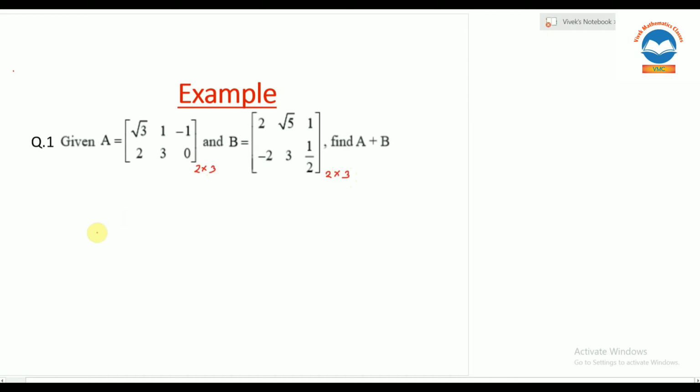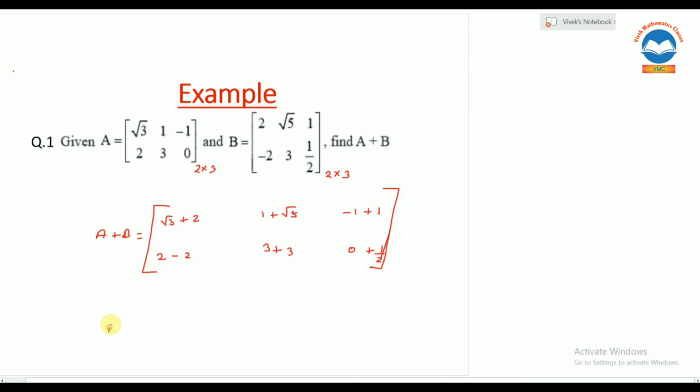So A plus B, we have to add corresponding elements to find A plus B. It means this root 3 you have to add with 2, 1 you have to add with root 5, minus 1 you have to add with 1. Same like this, 2 you have to add with minus 2, 3 with 3, and 0 with 1 by 2. So this will be your answer.